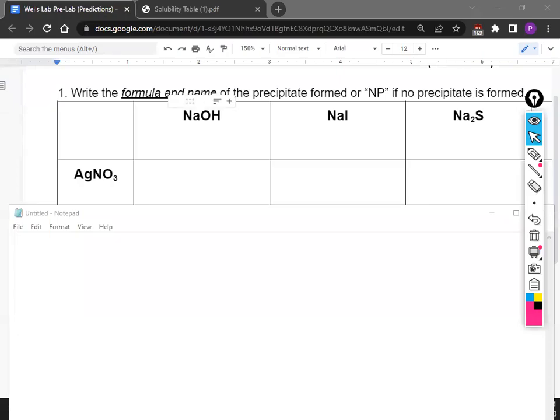So again, we're going to be seeing what happens when these two compounds react, and we're going to be writing the answer in this box. So this first box, let's label it number 1. Okay, so this is going to be number 1. And then on your paper, you're going to write that we're solving problem number 1.